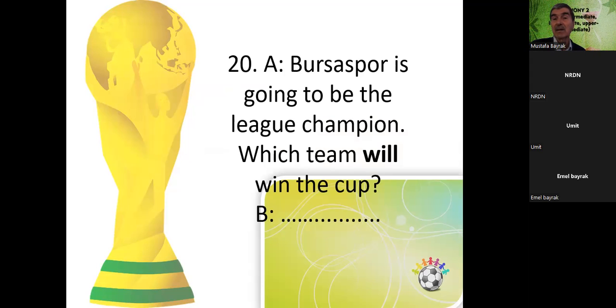This is the situation or psychological position that I am in now. This is my wish. This is my hope. I hope Galatasaray will win the cup. Yeah, something like this. Okay. Or Galatasaray is going to win the cup without saying I hope.